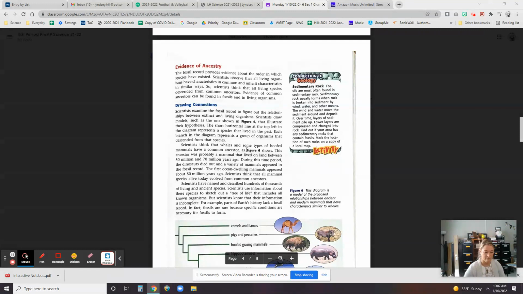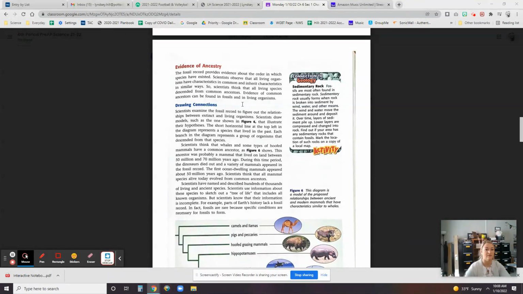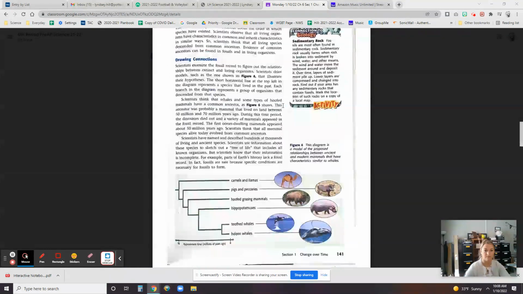Page 141, Evidence of Ancestry. The fossil record provides evidence about the order in which species have existed. Scientists observe that all living organisms have characteristics in common and inherit characteristics in similar ways. So, scientists think that all living species descended from common ancestors. Evidence of common ancestors can be found in fossils and in living organisms. Drawing connections. Scientists examine the fossil record to figure out the relationships between extinct and living organisms. Scientists draw models, such as the one shown in Figure 6, that illustrate their hypothesis.